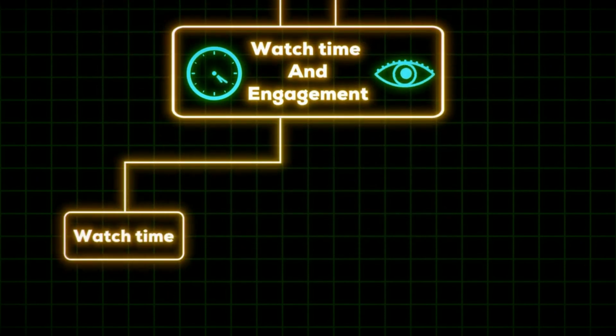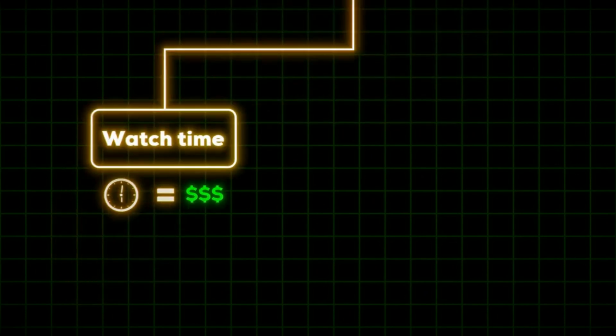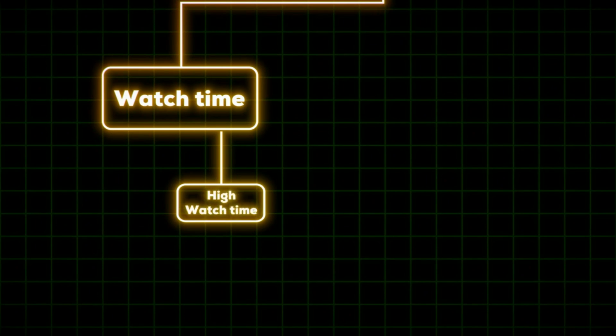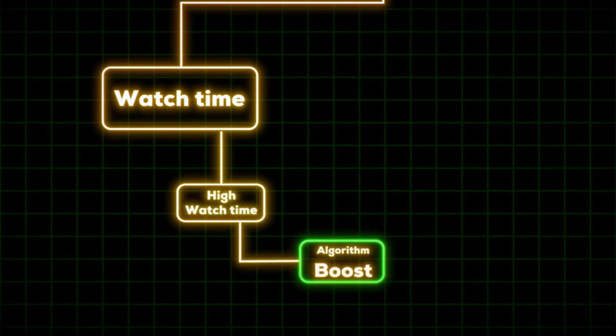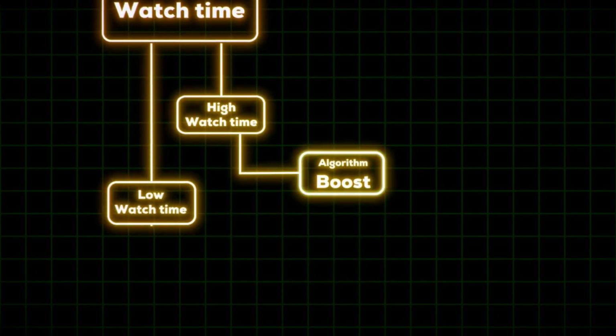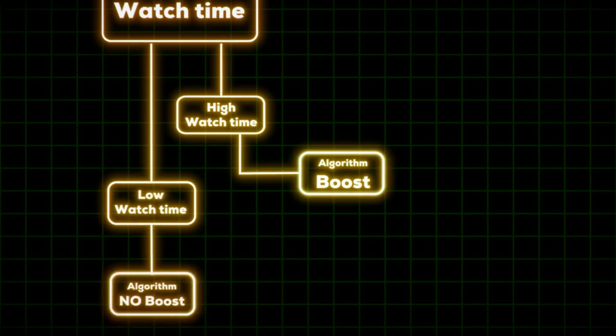Watch time is what the algorithm loves the most. The longer a user watches your content, the longer they stay on the platform, allowing it to promote more ads and make more money. If viewers watch for long enough, the algorithm pushes your video to more people who may be interested. If they don't, your content receives no boost.